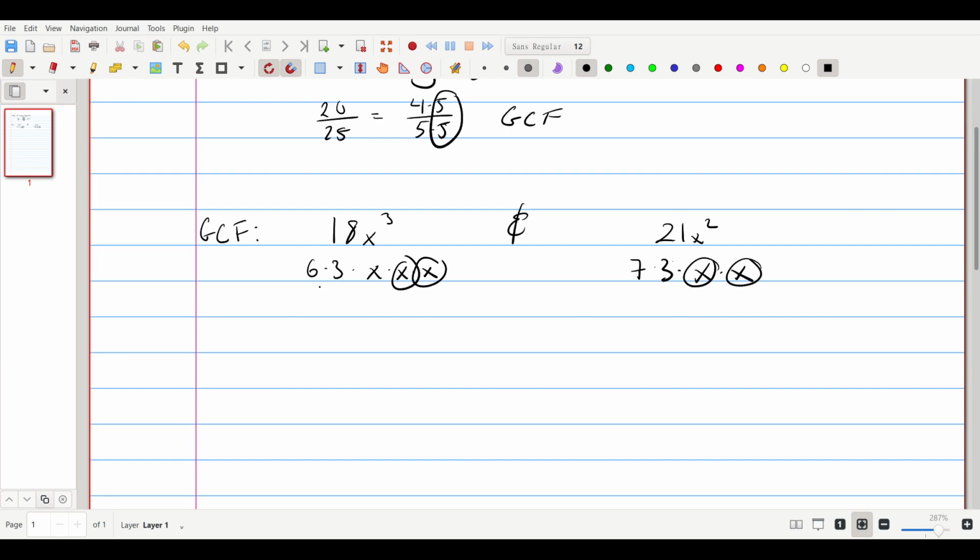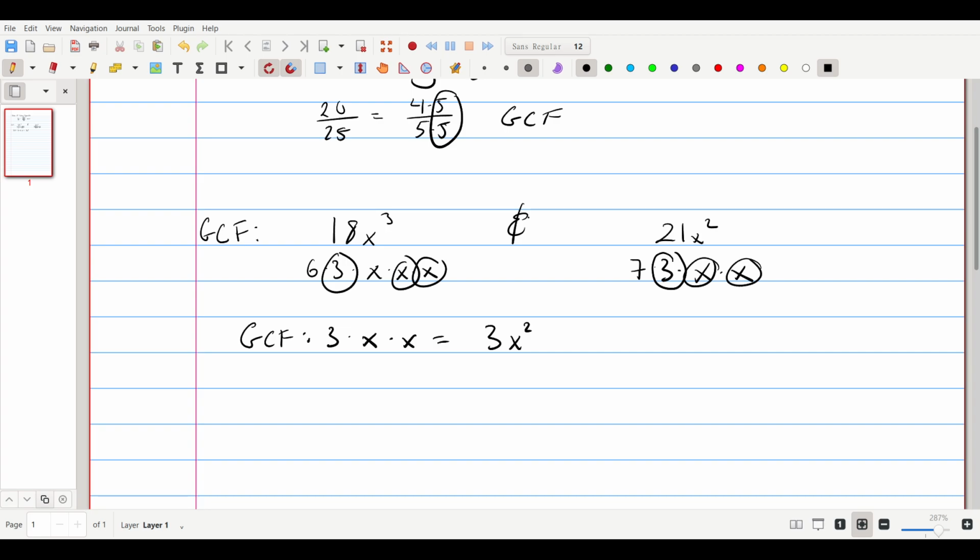But they also both have 3s in common. So if I circle a 3 here, I circle a 3 there. And so this is the greatest common factor. It's the greatest combination of terms that they both have in common multiplicatively. So the GCF here would be the 3 times the x times x, which we can simply write as 3x squared.